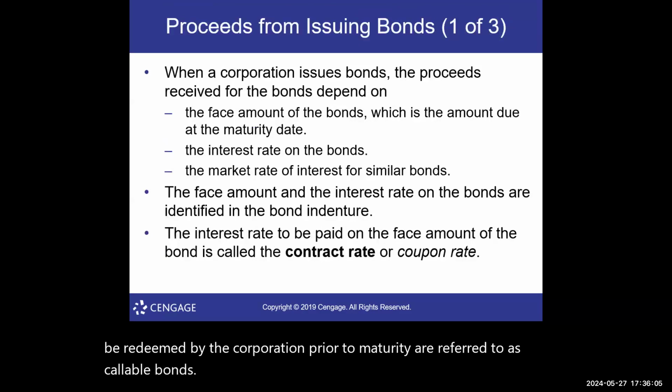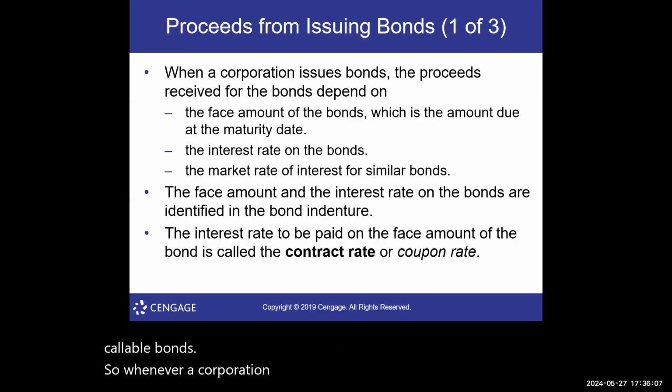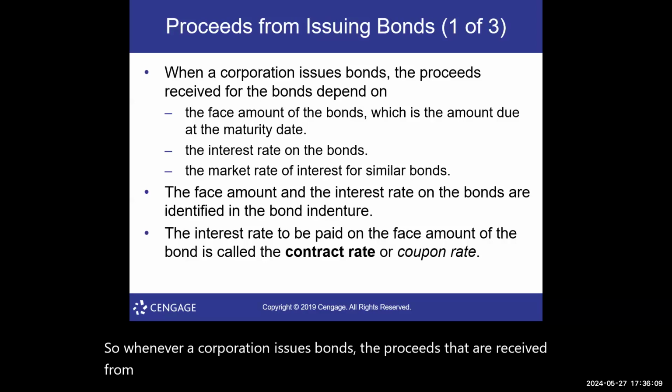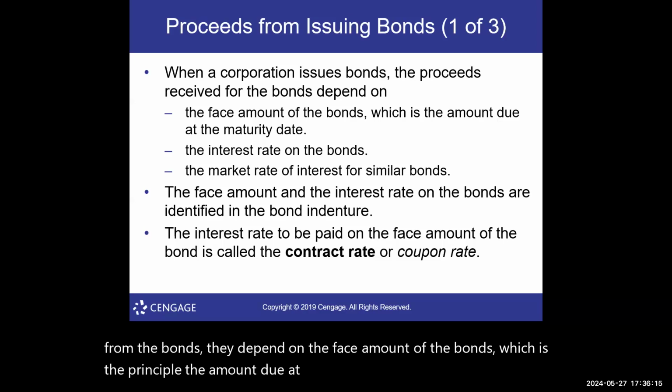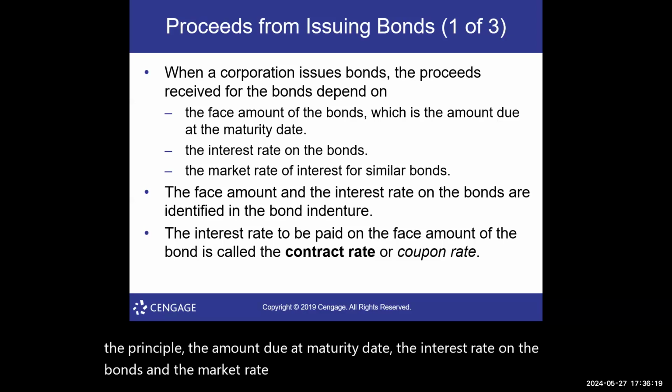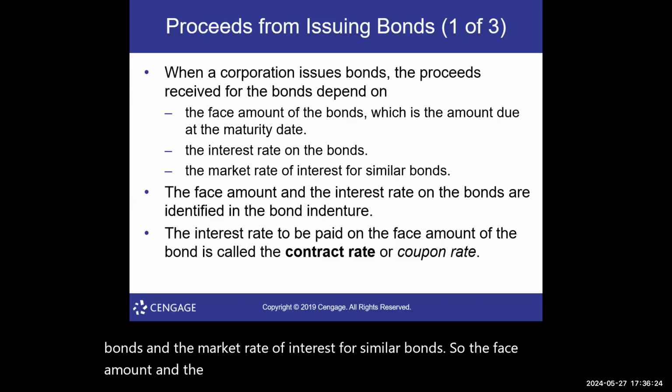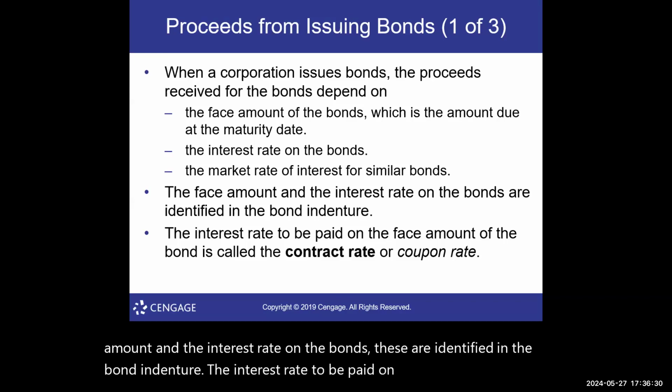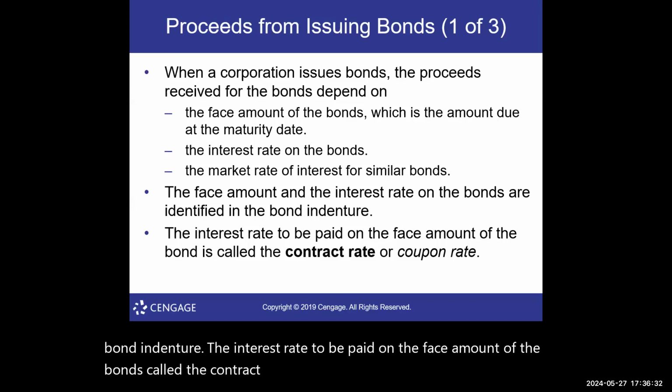Whenever a corporation issues bonds, the proceeds received from the bonds depend on the face amount of the bonds, which is the principal, the amount due at maturity date, the interest rate on the bonds, and the market rate of interest for similar bonds. The face amount and the interest rate on the bonds are identified in the bond indenture. The interest rate to be paid on the face amount of the bond is called the contract rate, also referred to as the coupon rate.